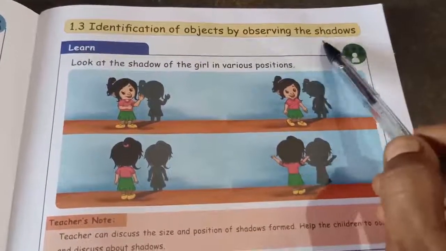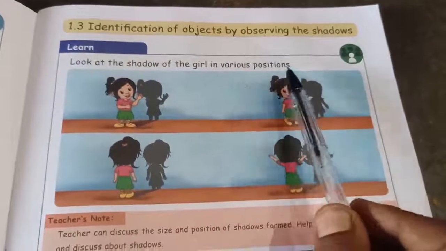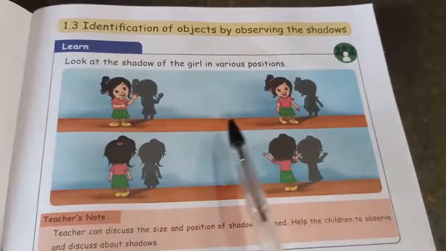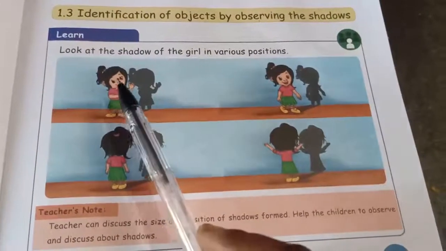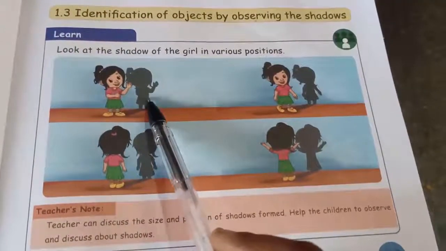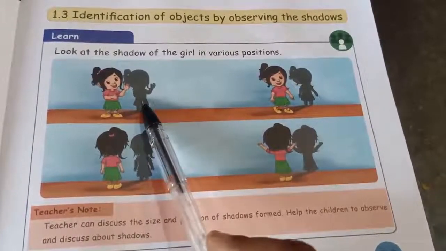Okay, what is meant by shadows? Look at the shadow of the girl in various positions. Okay, she is doing lot of activities. Okay, first see this position. Okay, in her position also we will get the same what? Shadow. Okay.